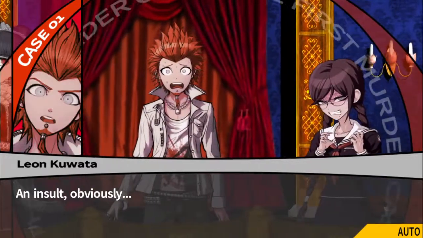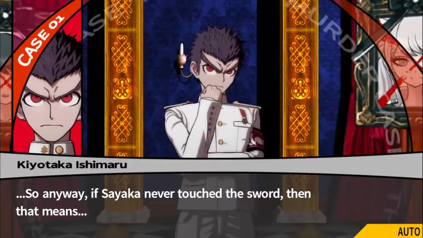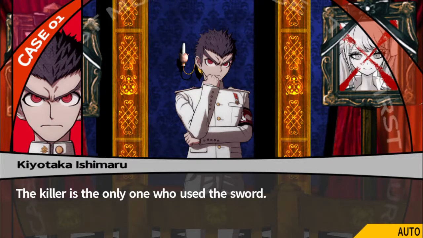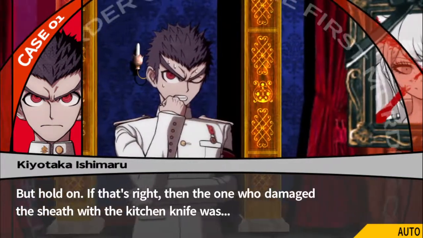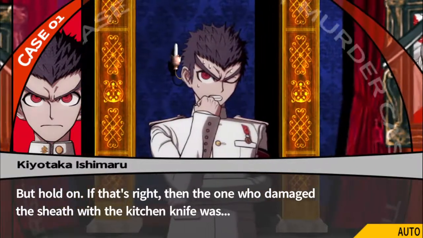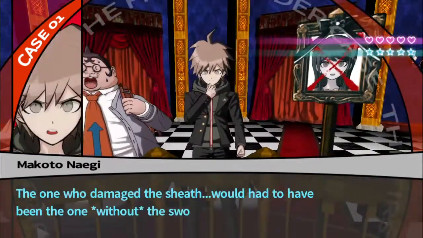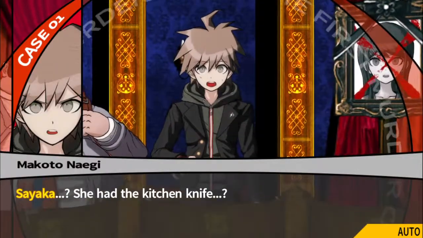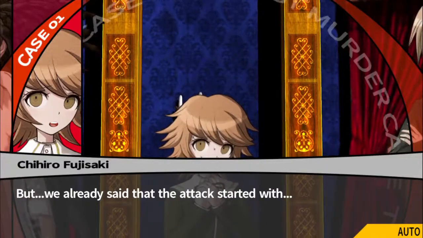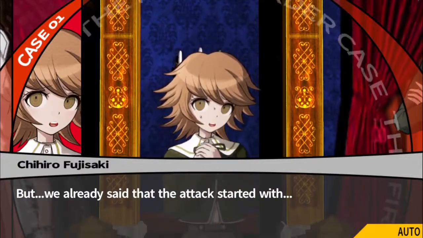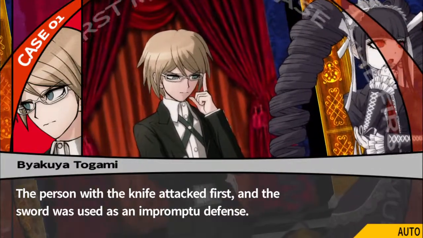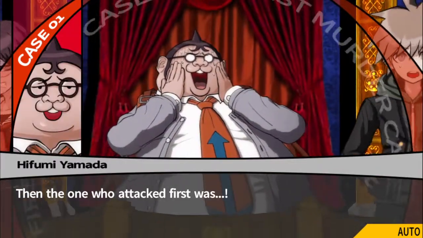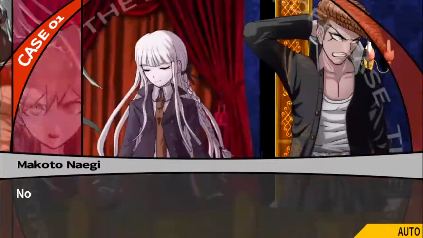An insult, obviously. So anyway, if Sayaka never touched the sword, then that means the killer is the only one who used the sword. But hold on. If that's right, then the one who damaged the sheath with the kitchen knife was... I got it! Sayaka? She had the kitchen knife? But we already said that the attack started with... The person with the knife attacked first, and the sword was used as an impromptu defense. Then the one who attacked first was... Sayaka? Now do you understand?